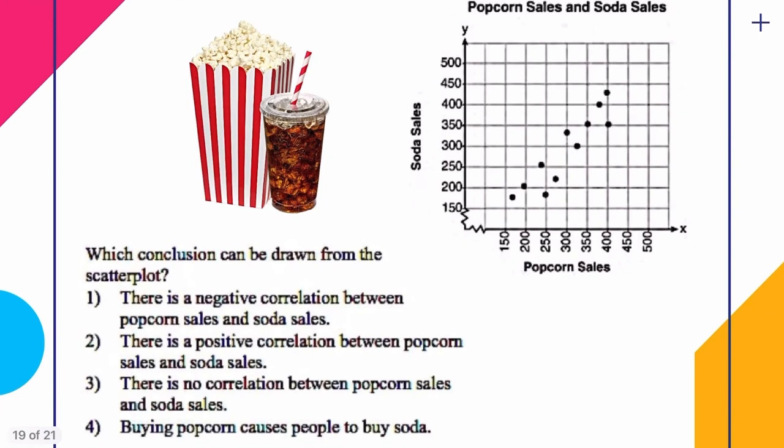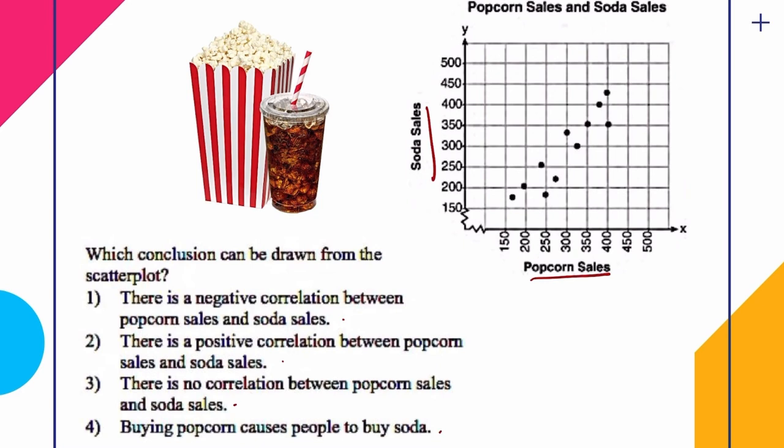Now let's look at another example. We have the popcorn sales versus the soda sales. Which conclusion can be drawn from the scatter plot? Is it 1, there's a negative correlation between popcorn sales and soda sales? 2, there is a positive correlation between popcorn sales and soda sales? 3, there is no correlation between popcorn sales and soda sales? Or 4, buying popcorn causes people to buy soda?